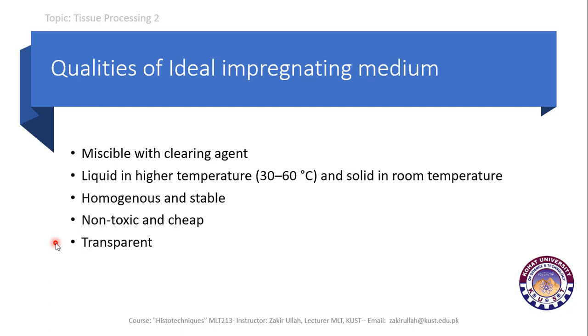So transparency is also important for an ideal impregnating medium, and it should be fit for sectioning of the tissue, because in microtomy small slices of the tissue are cut with the help of a microtome. So for that purpose, the ideal impregnating medium must be cut into small sections of 3 to 5 micrometers with the help of a microtome.